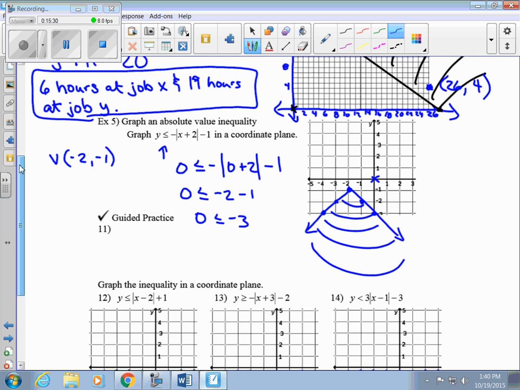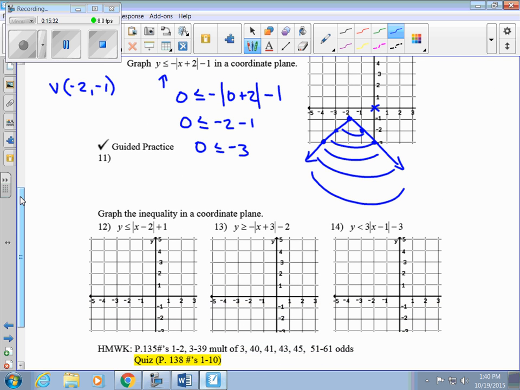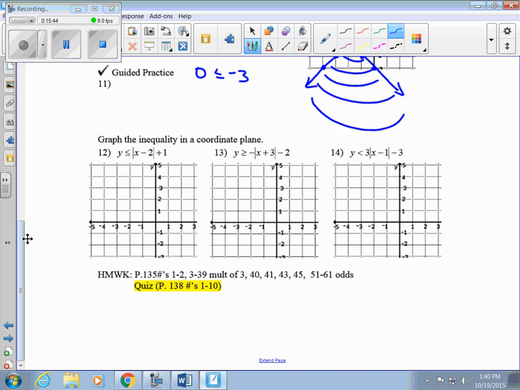So what I would like you to do now is go ahead and go to questions 11, 12, 13, and 14. And actually, we're just going to do questions 12, 13, and 14. So go ahead and graph those three. We have three absolute value functions that are inequalities. But graph those, and you don't have to do all three of them again, but go ahead and graph a couple of those, and then you can hit play when you're ready to resume.